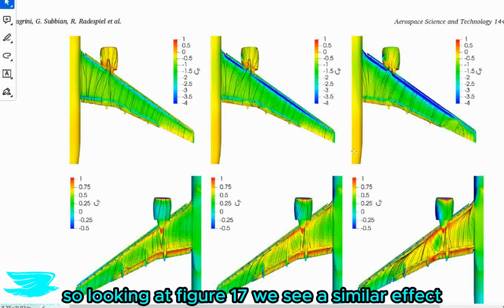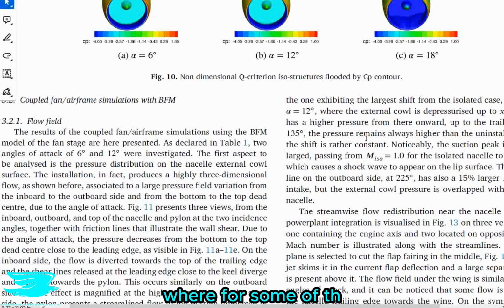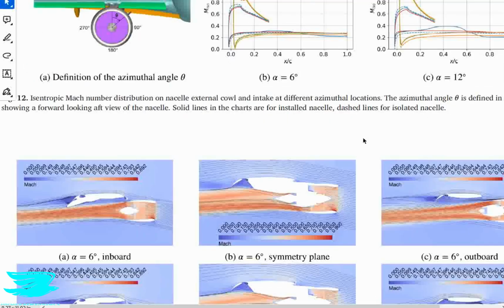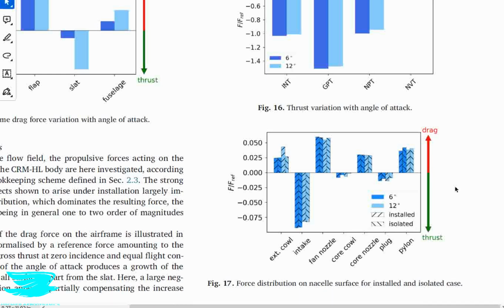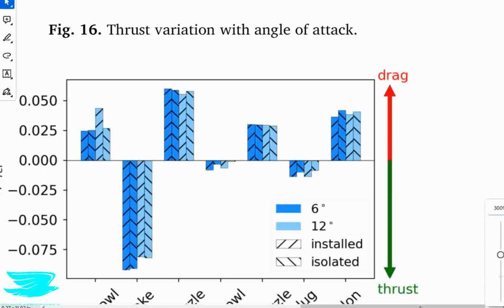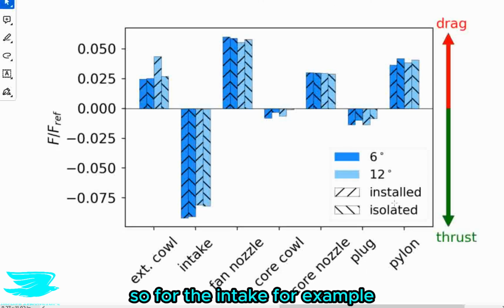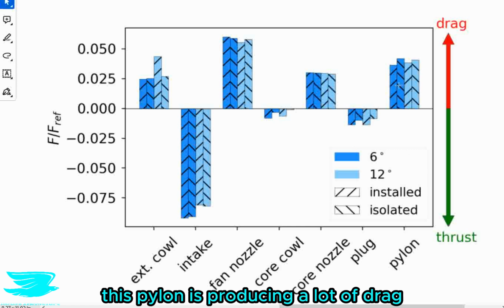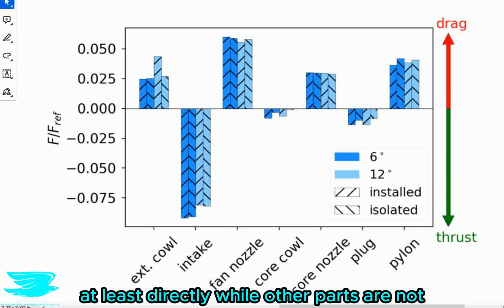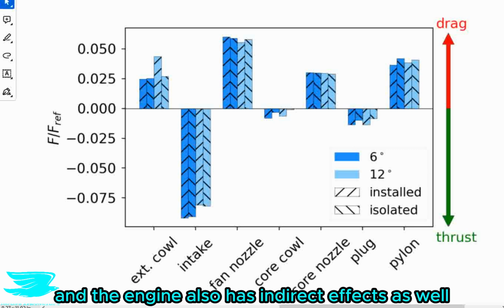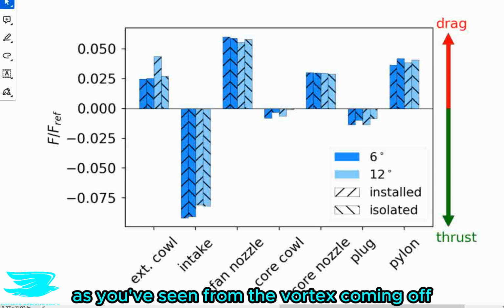So looking at figure 17, we see a similar effect where for some of the components of the actual nacelle, there is thrust being produced as well. So figure 17 is down here. Let me zoom in. There we go. Okay. So for the intake, for example, it is producing a lot of thrust. And while the actual structure connecting the engine to the wing, this pylon, is producing a lot of drag. So part of the engine is beneficial for reducing the drag of the airplane, at least directly, while other parts are not. And the engine also has indirect effects as well, as we've seen from the vortex coming up.